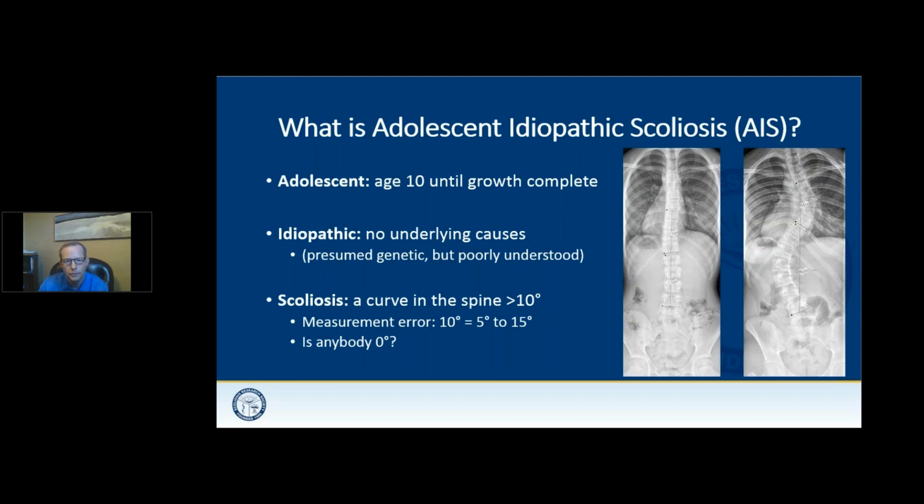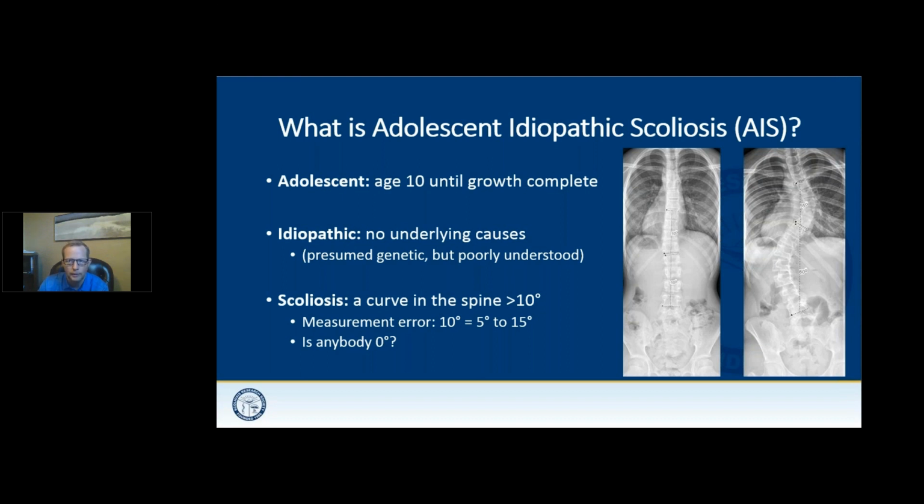Now, the word idiopathic means there's no underlying cause, or at least we don't know what causes it. And most people recognize the word because of the modern word idiot, and it's true that they both have the same root in Greek. But the medical use of it just means that the underlying cause or reason for the condition is currently unknown.